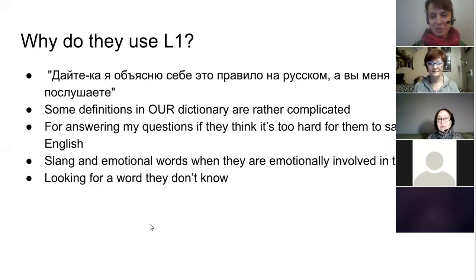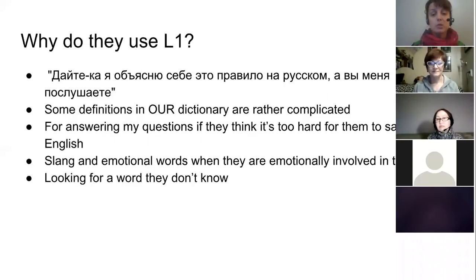Those would be quotes from your responses. We didn't have this question as a separate one, but some of you felt that some explanations would be great, which is highly appreciated. So one of the reasons is that they want to check if they understood some explanations, and they want to explain it in Russian for you to see that they have the understanding. For some students, definitions in our dictionary are rather complicated, and probably in any English dictionary, if we're talking about beginners, elementary students, dictionary definitions would be complicated for them. That's clear.